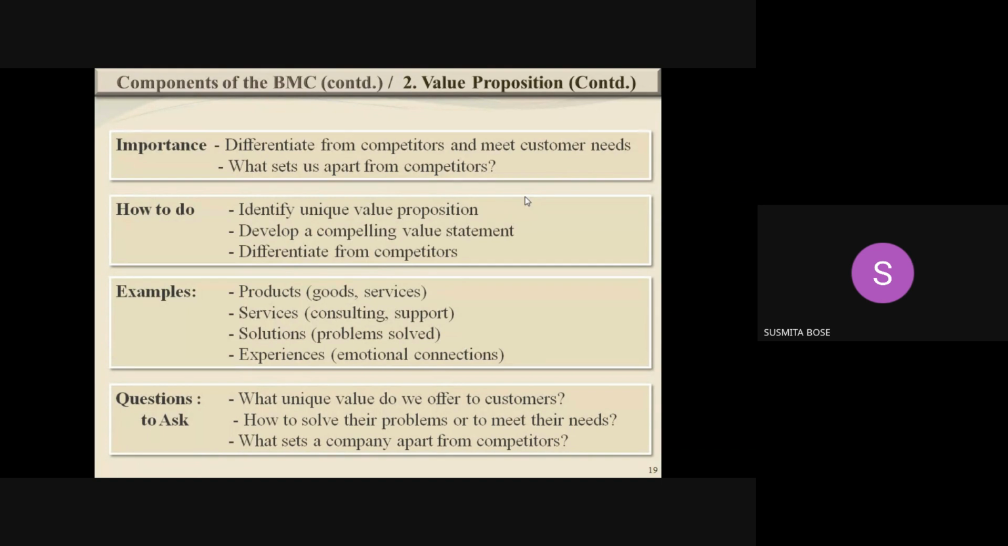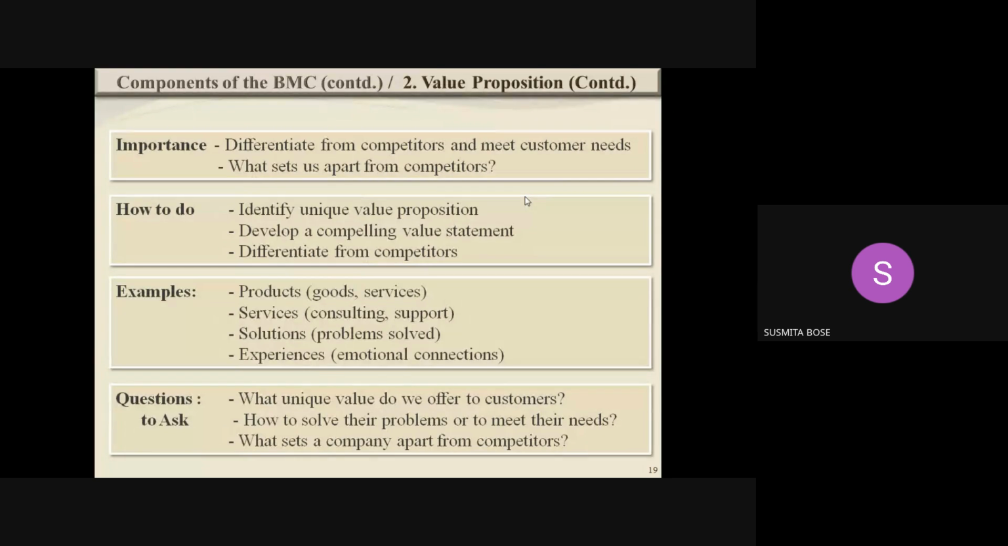For example, products, goods or services. If the services, consulting or support, most of the time you can see that we don't get much post-sale support from various companies. We experience this, where one company gives support and another company does not give that much support. That makes a huge difference for the customers.